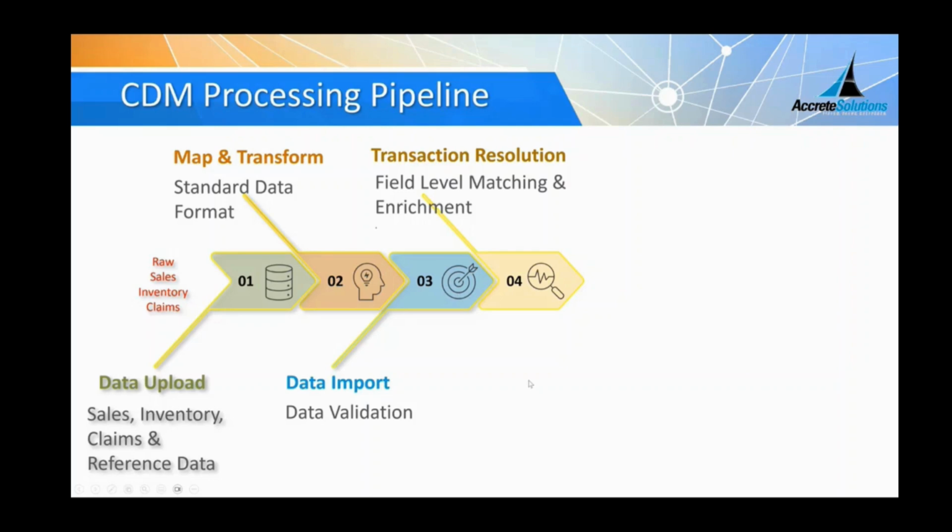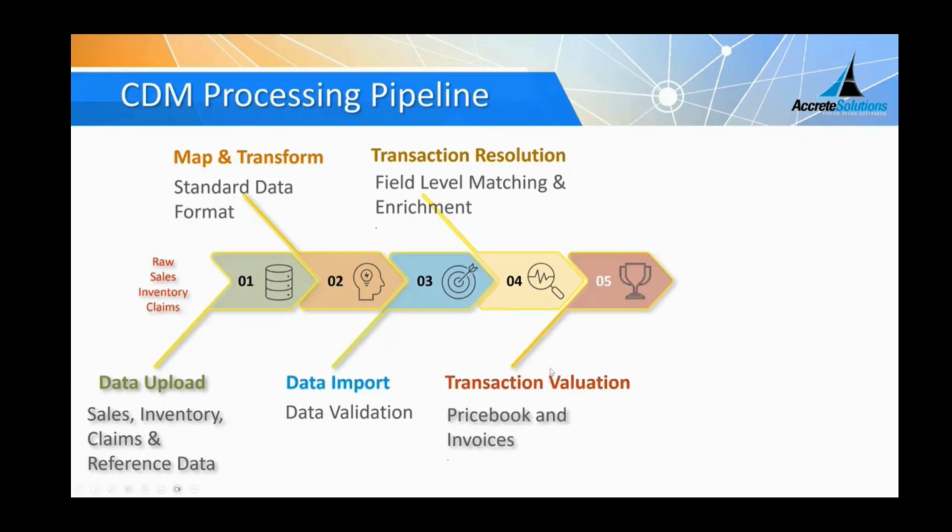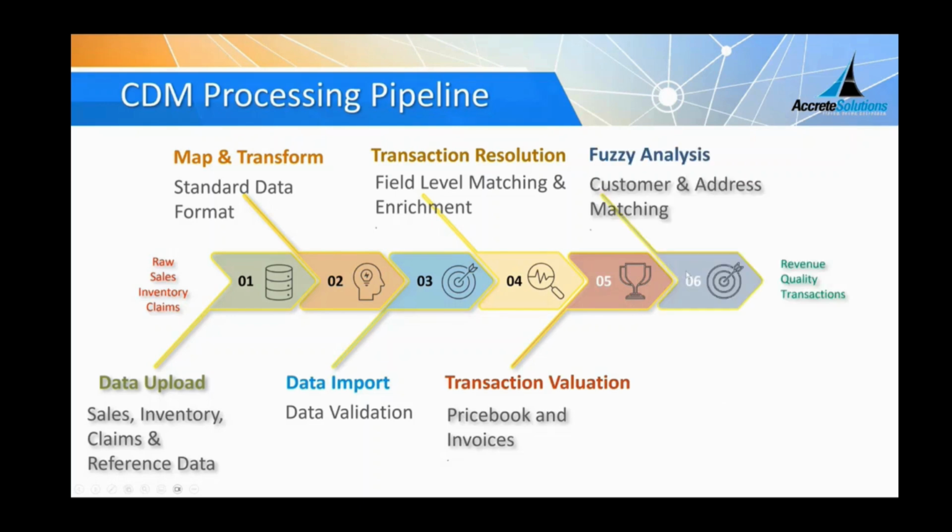And then the fourth stage is what we call transaction resolution. This is where the CDM application actually does matching. It looks at the bill to and the ship to customers in the POS data, tries to match that against the reference data in your system, and then it also does additional enrichment. Okay, so that's the fourth stage. And the fifth stage is the actual valuation of the transaction, either using the price book, or you can use a FIFO of invoices. And the sixth stage is what I call a fuzzy analysis.